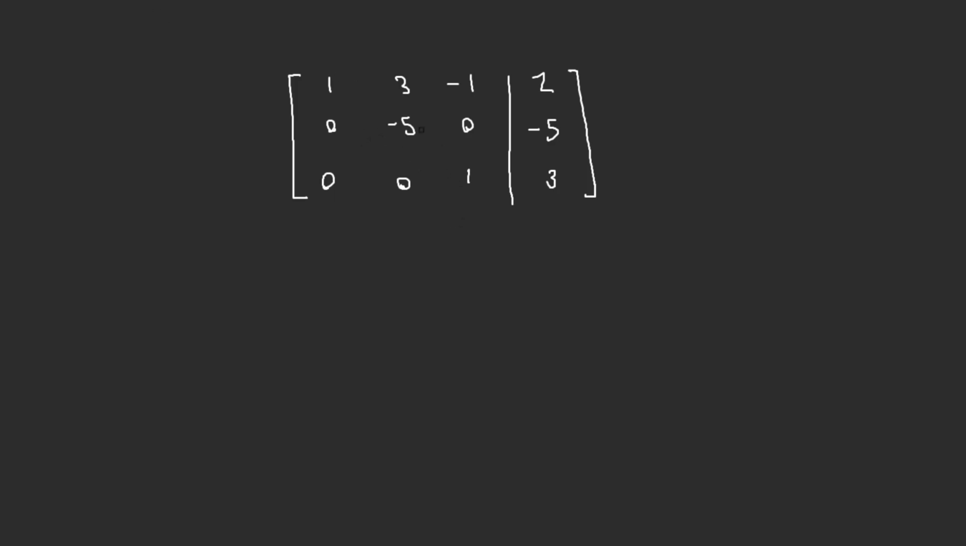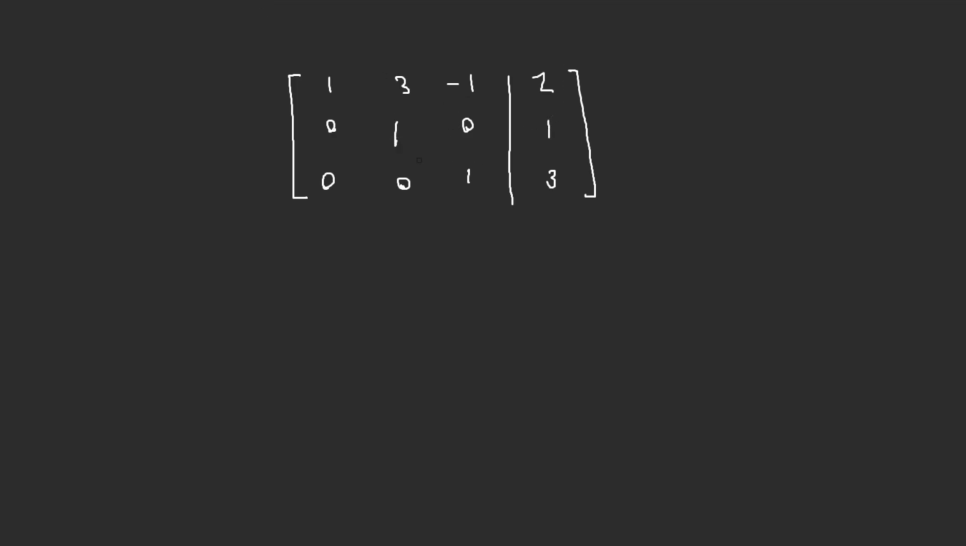Now I could continue to reduce this. I could take the second equation, divide both sides, or I could take the second row of the matrix, divide it by negative 5. This becomes a 1. And this also becomes a 1. This becomes a 1. This also becomes a 1.